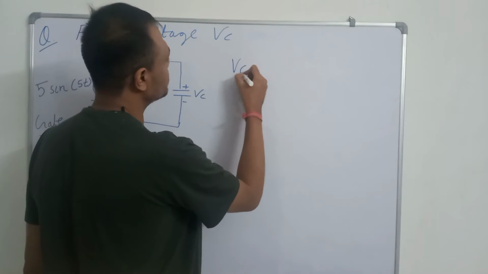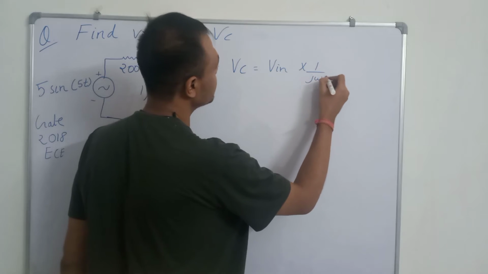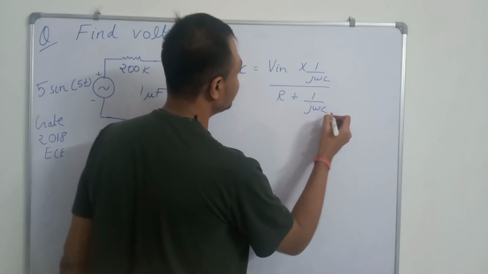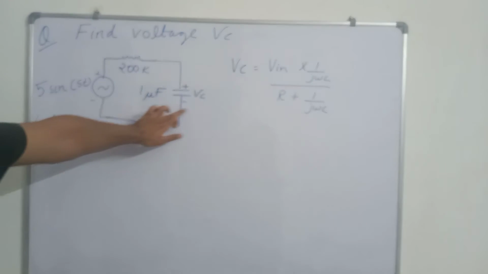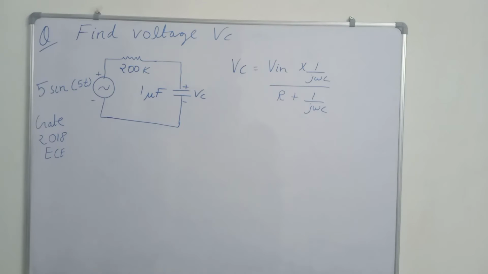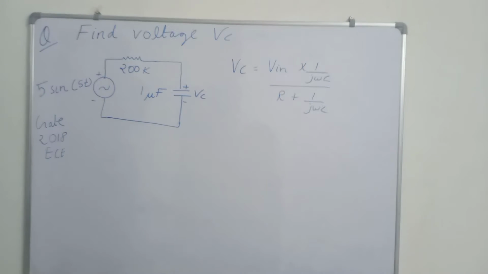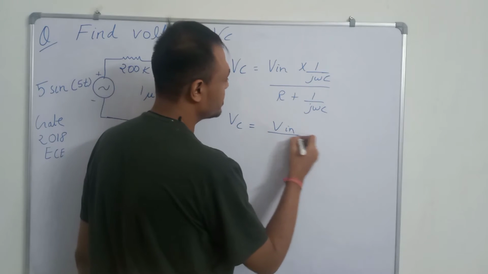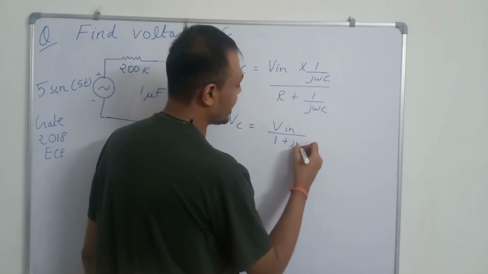So Vc is equal to V input into (1 upon j omega c) upon (R plus 1 upon j omega c). This is by the voltage divider rule, because this is the input voltage and Vc is the voltage across the 1 microfarad capacitor. So this can be replaced by a reactance of 1 upon j omega c. So Vc will be equal to V in upon, taking the LCM, 1 plus j omega R c.